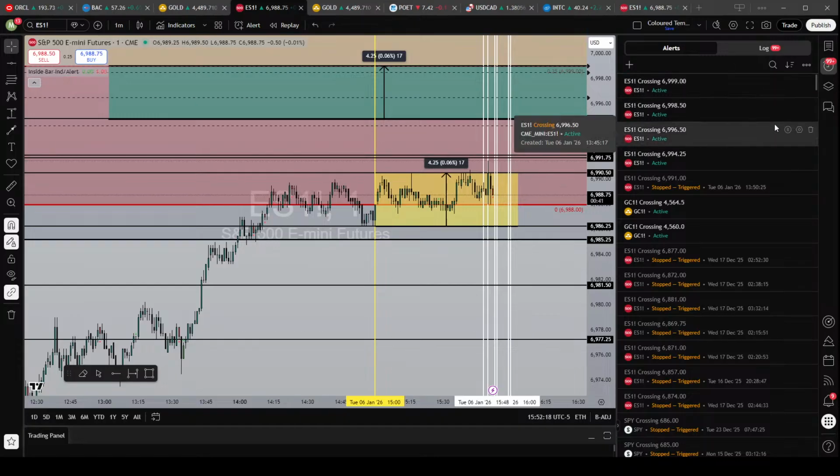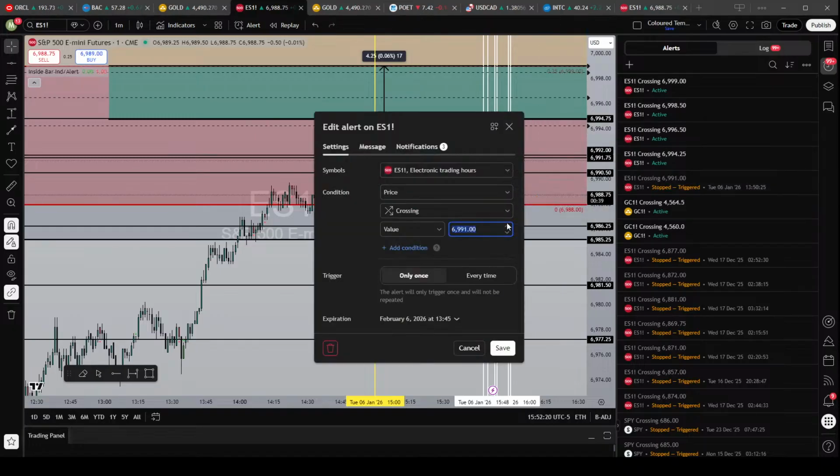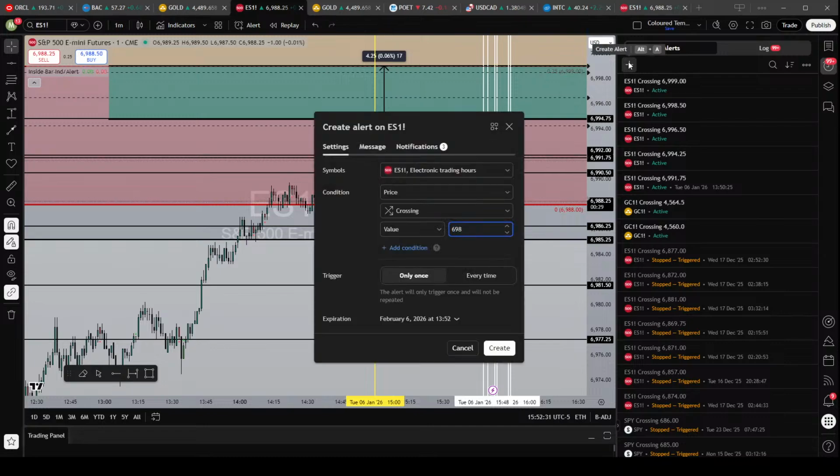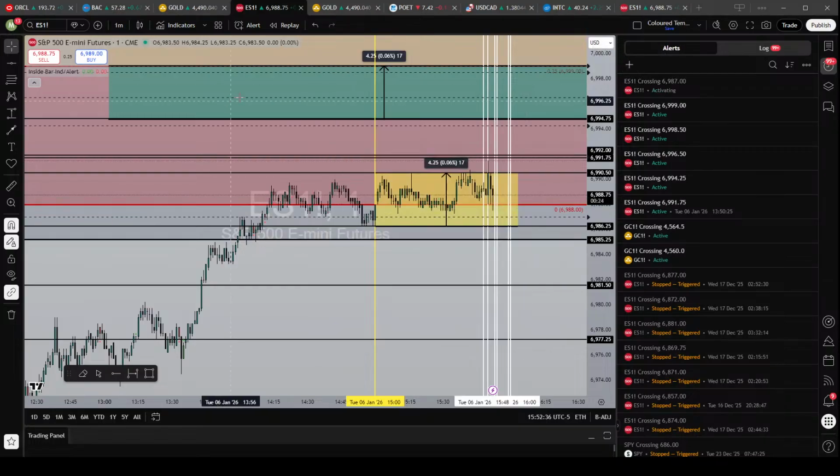Let's see what they do here, let me reset this to 91.75. Let's set an alert too actually for 6987. What do you guys think real quick here before 354, 355? Give me a number into the close.